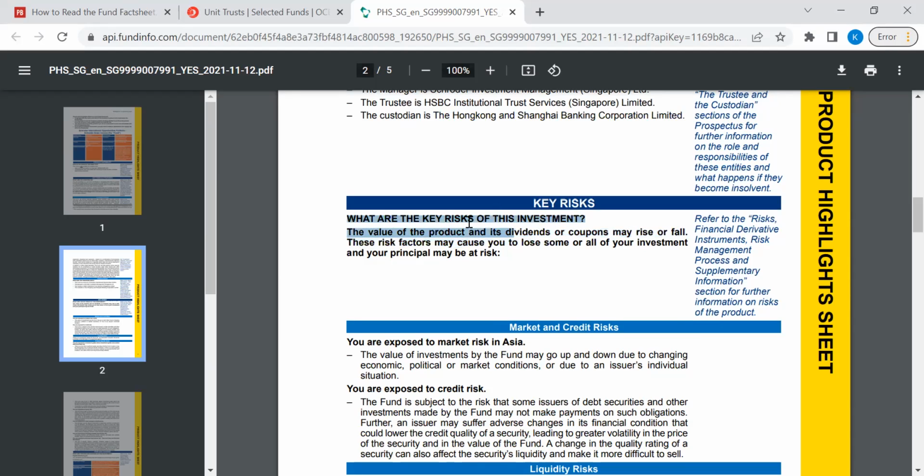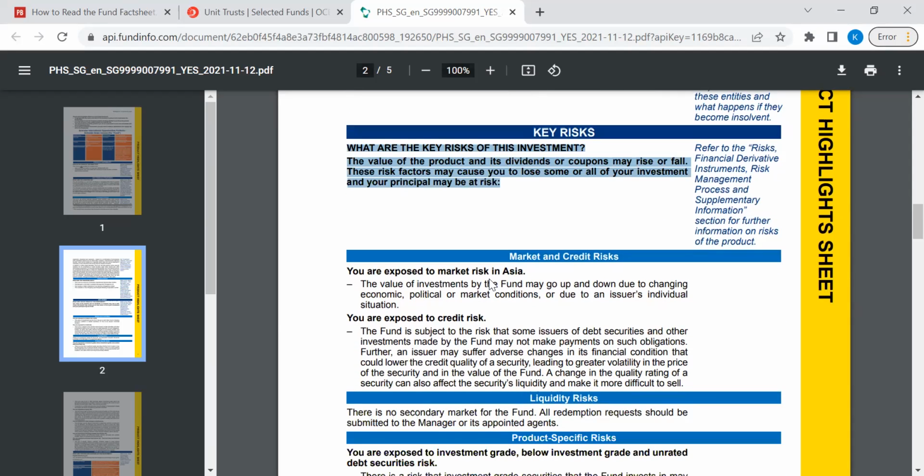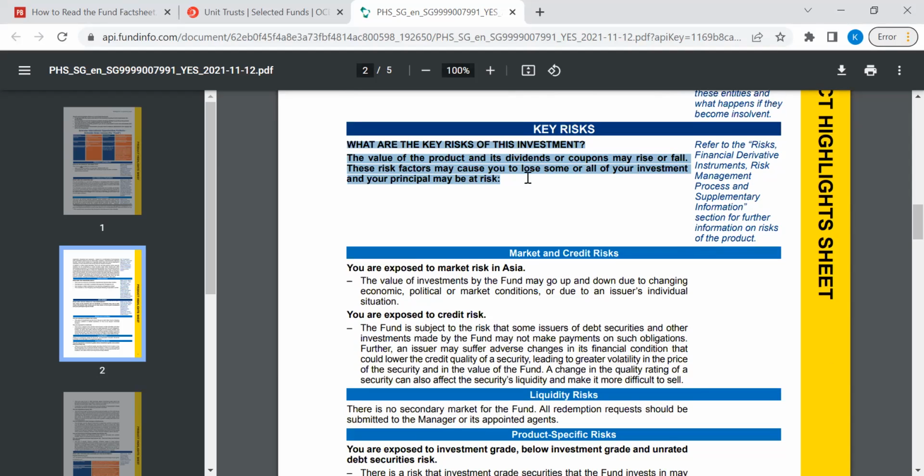What are the key risks of the investment? The value of the product and its dividend and coupons may rise or fall. The key risk may cause you to lose some or all of your investment, and your principal might be at risk. So as we say, nothing is guaranteed, so you can lose everything in the worst case.